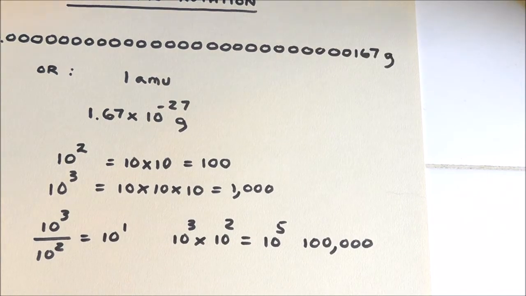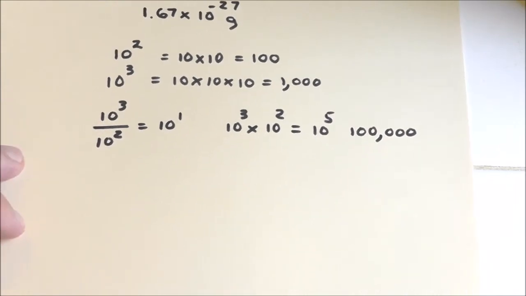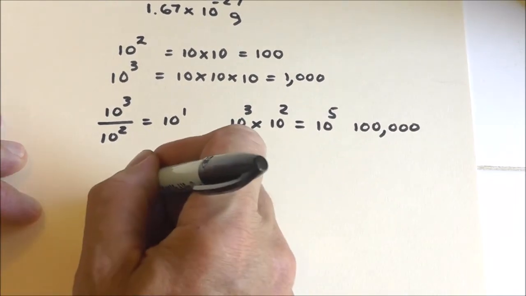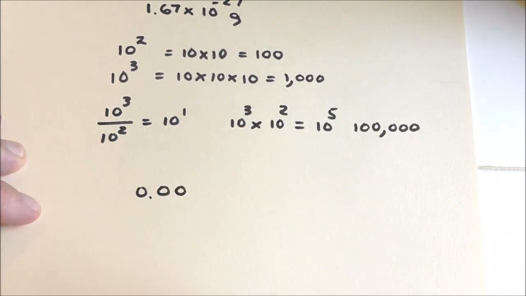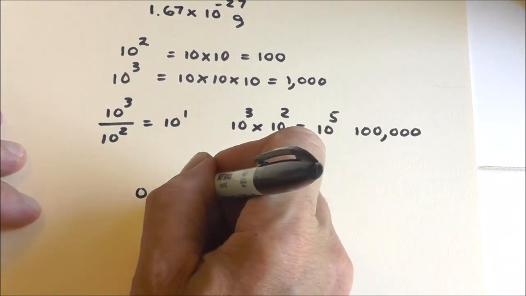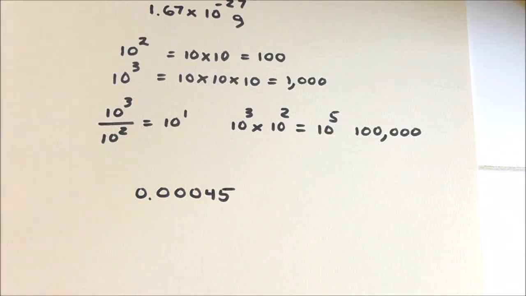All right? So let's talk about how you express something in scientific notation. So at first I'll take a very small number, but not as obnoxiously small as the one in the example above. I'll go ahead and say, 0.00045.